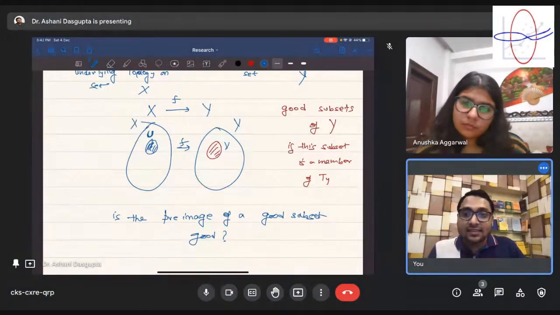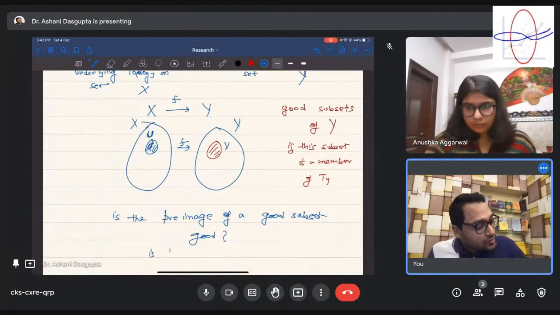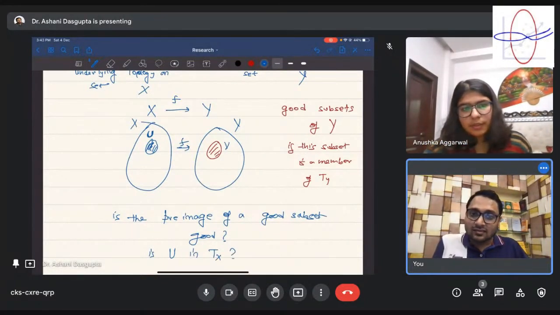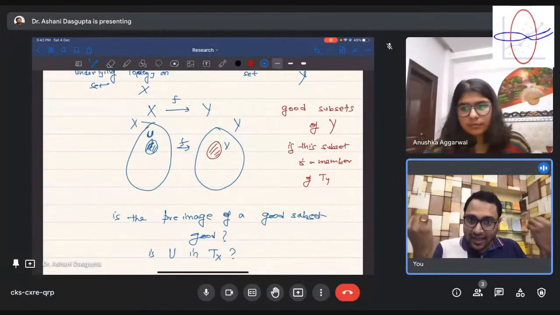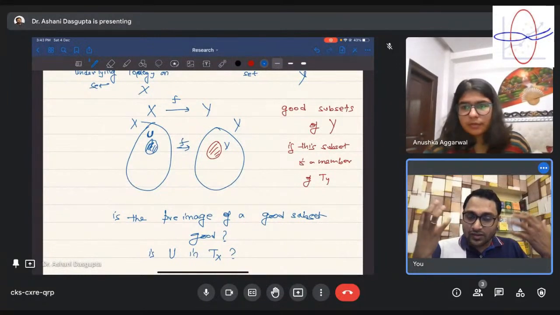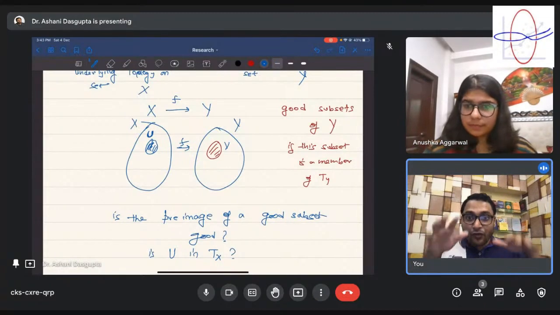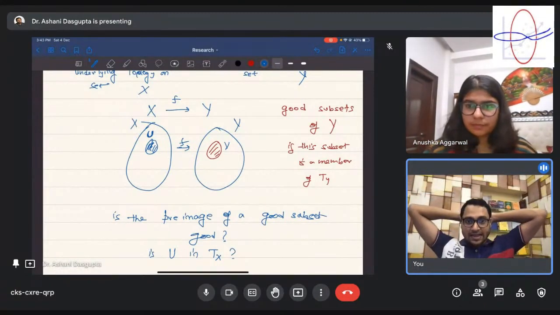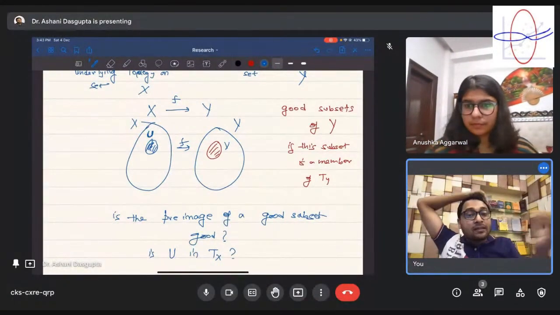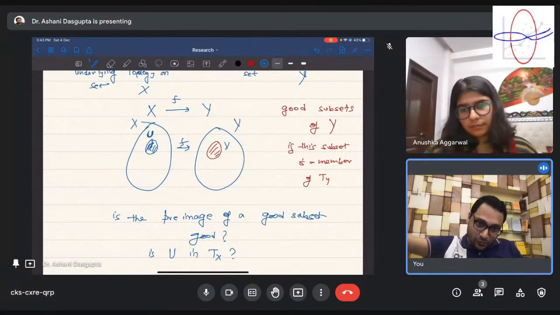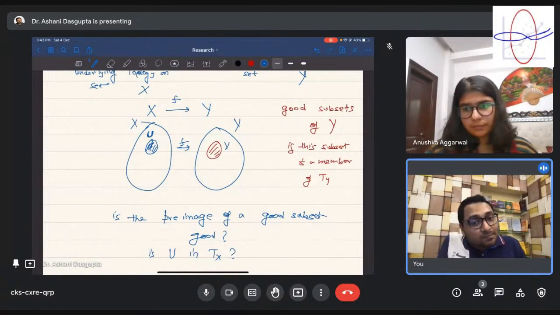So that means, is U in Tx? That is the question. It will obviously depend on the function f. But if this happens, if for every good subset in Y, the preimage of a good subset is a good subset of X, obviously X has a different topology, then we say that the map is a continuous map.